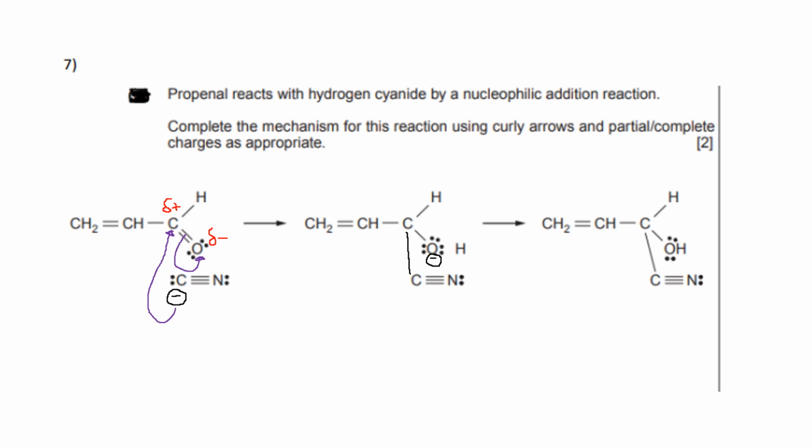And then you've got a hydrogen that comes along here, which is positively charged. So you need to put a positive charge on the hydrogen. And then we have a curly arrow going from the negative oxygen to the hydrogen, which shows the formation of our product. And that's the nucleophilic addition reaction, where we're adding hydrogen cyanide across the double bond.